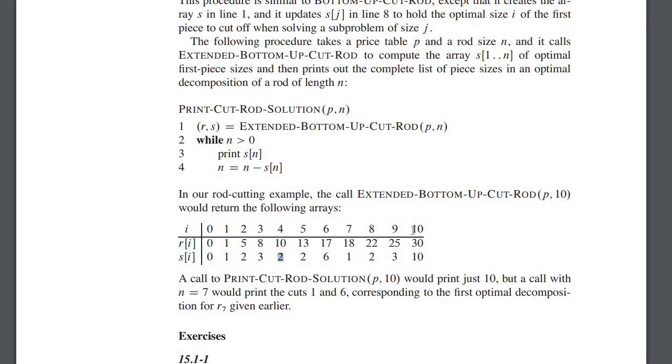For example, if I have a rod of 10 units, the maximum price I will get from the 10 is 30, and I will get the same size here. So if I have a rod of 10 units, I don't need to cut it into pieces, because if I make pieces, I will not get the maximum price. So I just leave the 10 unit rod as it is to get the maximum price.